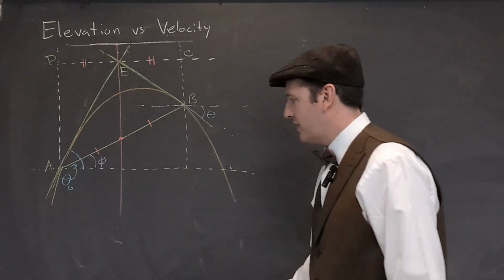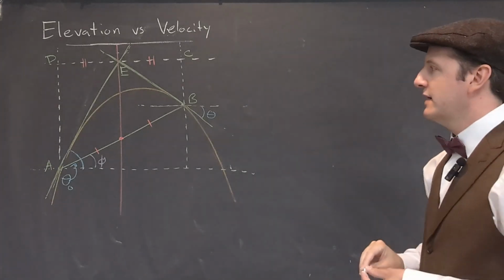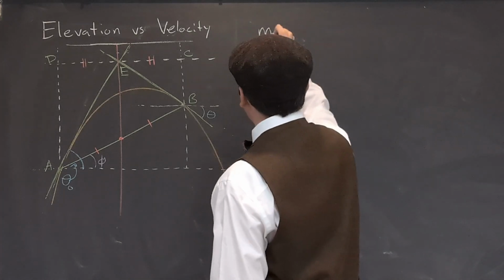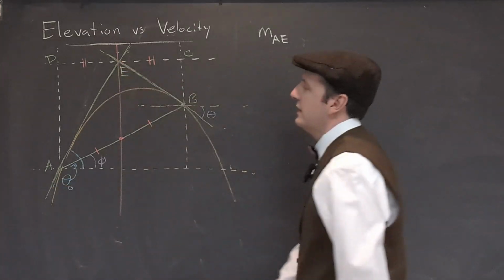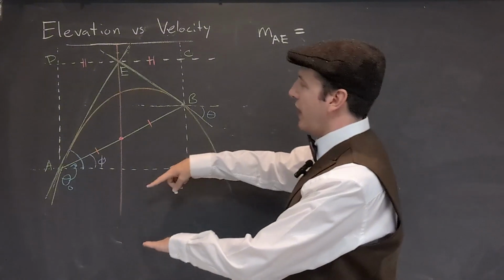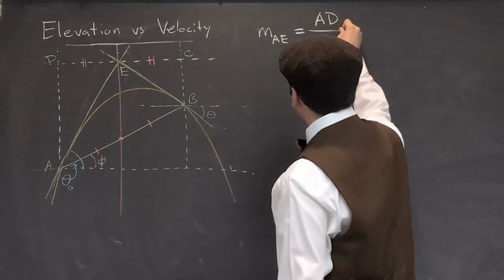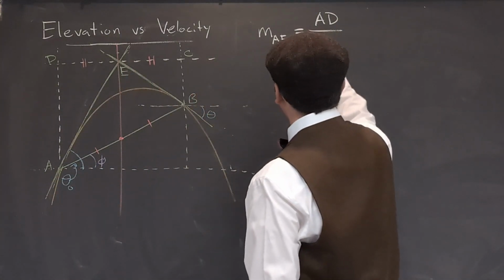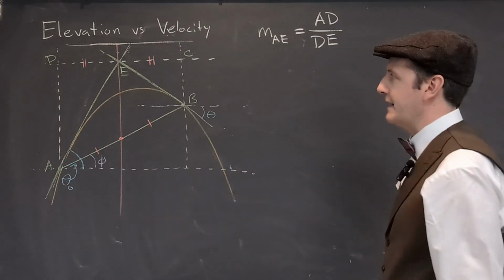Now what I'd like to do is calculate the slopes of these three green lines. So let's calculate the slope of segment AE. So that's this segment here. Well, it's going to be rise over run, if you want to call it that. The rise from here to here is just length AD, and the run is just length DE. Okay, so there's the slope of my first tangent at point A.